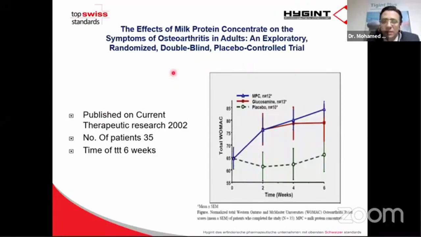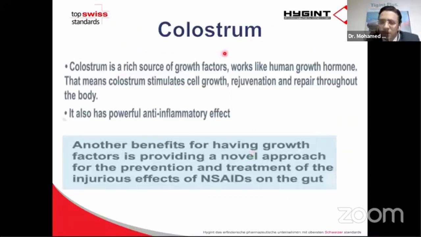يمكن دي استادي كانت معموله سنه 2002 في الكرنت ثيرابيوتيك ريسيرش في يو اس اي، واللي كانت بتاكد فعلا ان استخدام المايكرولاكتين وذين 6 ويكس كان ليه بيتر افكت يمكن مور ذان الجلوكوزامين. في الجروب اللي استخدم الجلوكوزامين يمكن كان ليه بيتر افكت على مستوى الووميك سكيل، ايزر على البين ريدكشن او الستيفنس او على الفيزيكال فانكشن. كان واضح جدا التحسن ابتدى حتى يظهر بشكل سيجنيفيكانت جدا من الويك 2 فيرسس الجلوكوزامين، وطبعا اكيد الاثنين كانوا افضل من البلاسيبو.